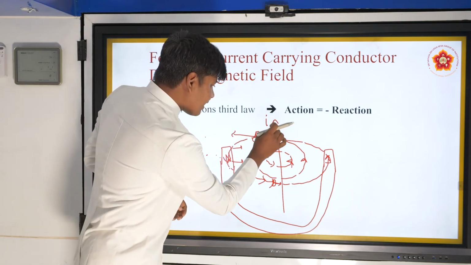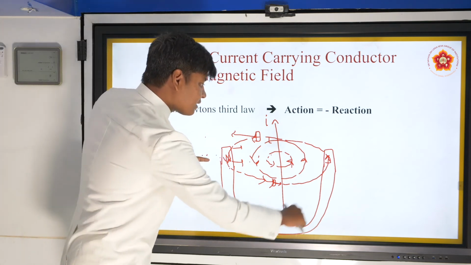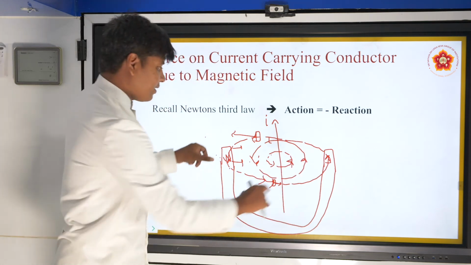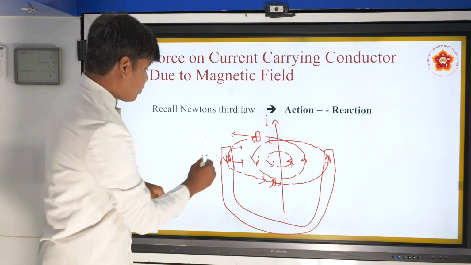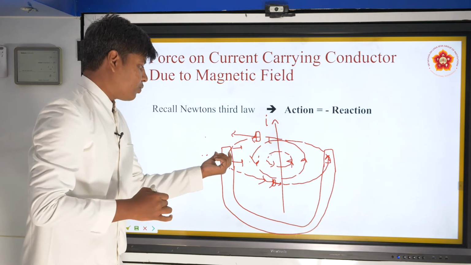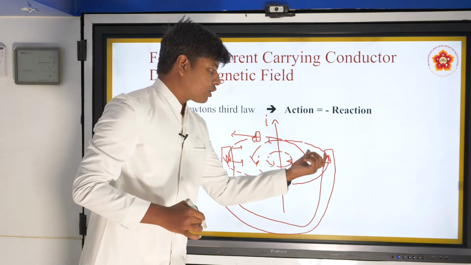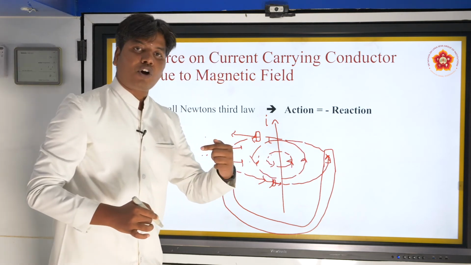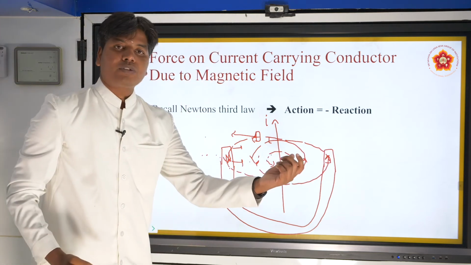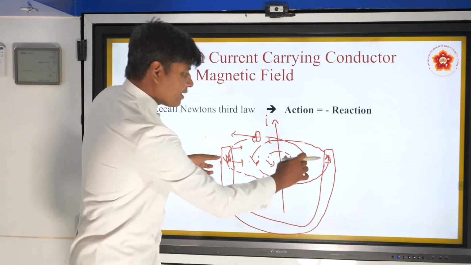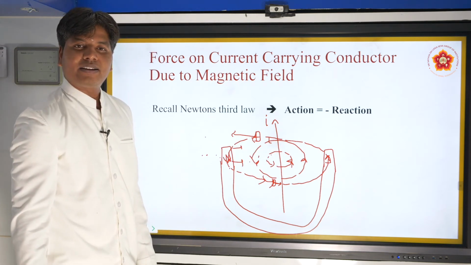So the current carrying conductor producing a magnetic field is exerting a force on this horseshoe magnet outwards, right? You see that? Here also the force experienced is outwards. Here, because of the south pole, it is exactly opposite to the field line. The field direction is inside the board, the force will be outside. So this bar magnet is experiencing force outside due to this current carrying conductor.